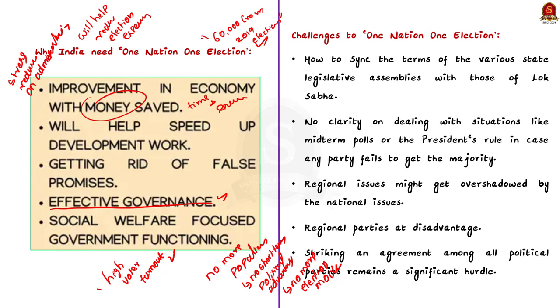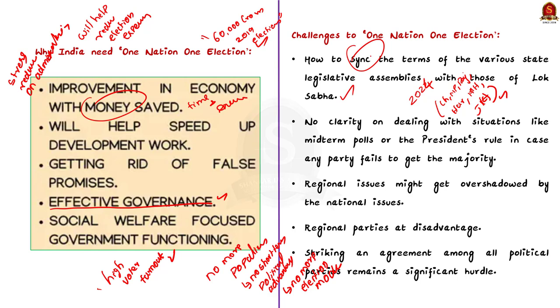See, the first biggest challenge is to sync the terms of various state legislative assemblies with that of the Lok Sabha. For instance, the term of the present Lok Sabha will go up to 2024. But the elections to some of the legislative assemblies had already taken place last year, for example, Chhattisgarh, Madhya Pradesh and Rajasthan, and some are due this year, for example, Haryana, Maharashtra and Jharkhand. This results in different dates of completion of terms. So, bringing a sync to all the states and bringing a sync between the state and the center will be a huge task. This is the first hurdle.